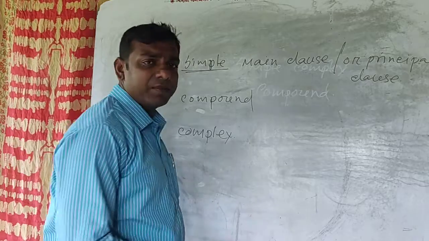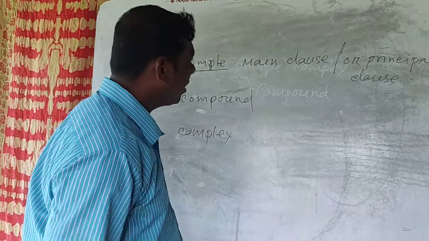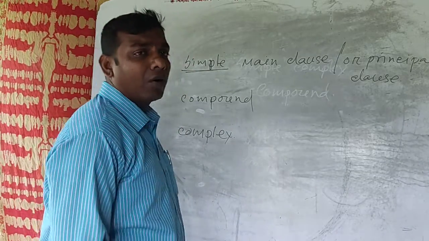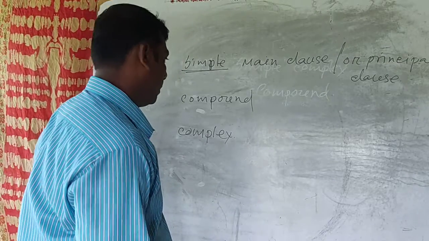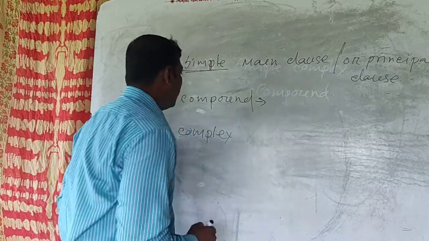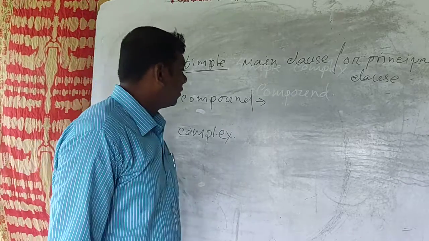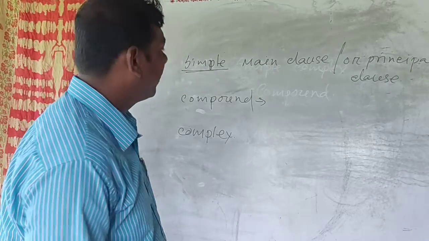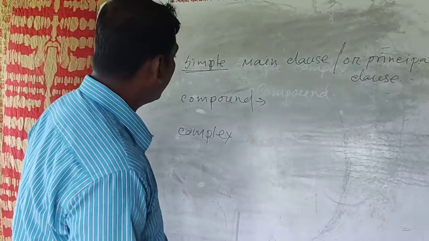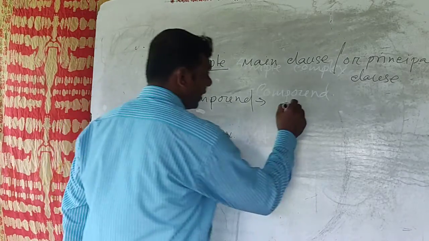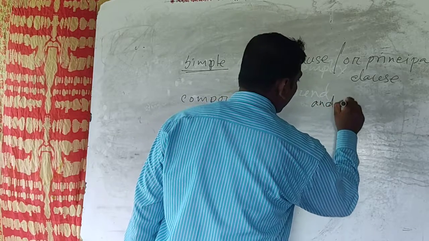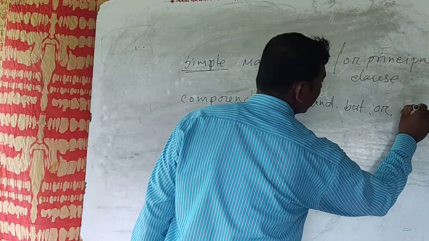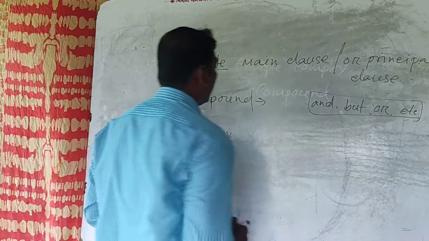Do you know what is the structure of a simple sentence? If we know the structure of a simple sentence, we can easily sense how to change compound to simple and complex to simple. Dear students, do you know what is a compound sentence? When two principal clauses are connected by a coordinating conjunction like and, but, or, it's called a compound sentence.